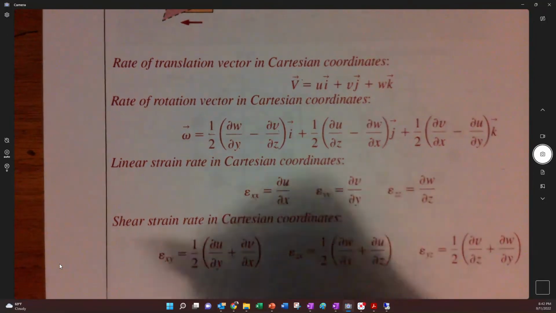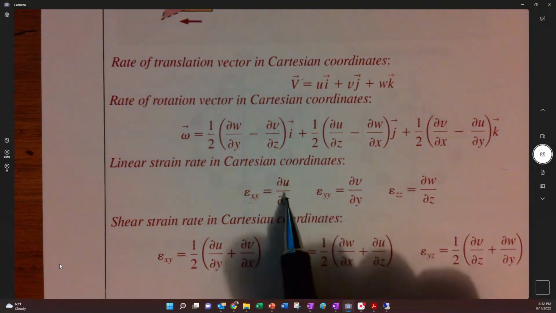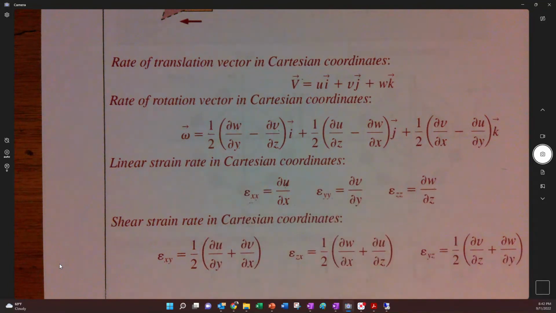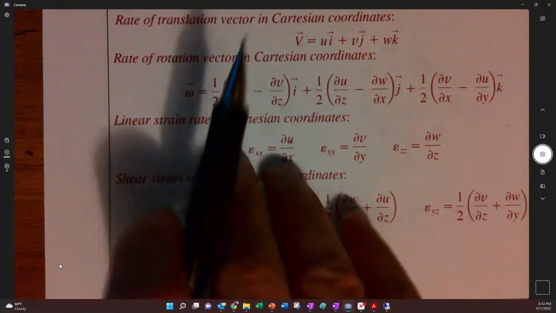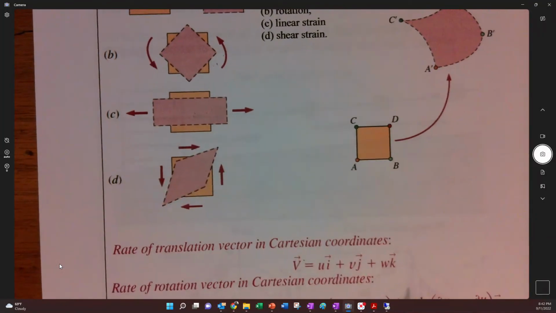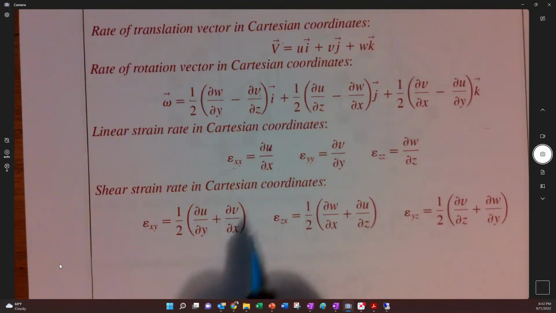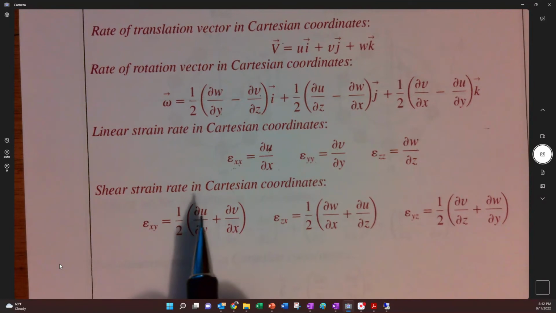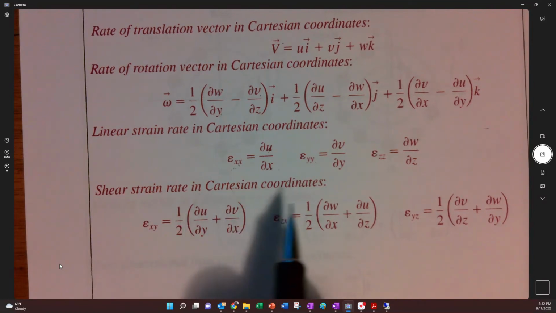And notably, they don't really have any Poisson's ratio kind of relationship as they're showing. They seem to be independent from each other. Okay, so that's one that you might want to describe as a linear strain right there, right? But of course, a strain rate. And then lastly, we could do the shear strain rate in Cartesian coordinates.